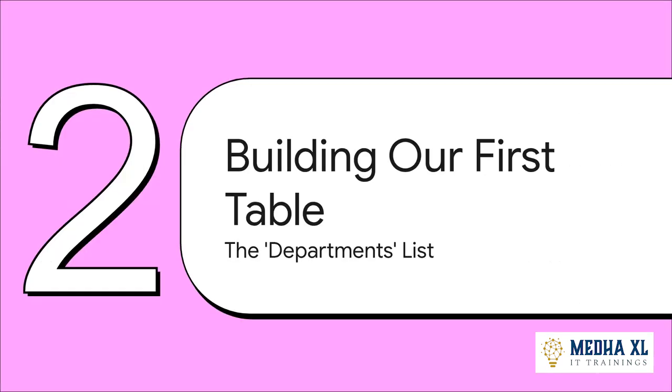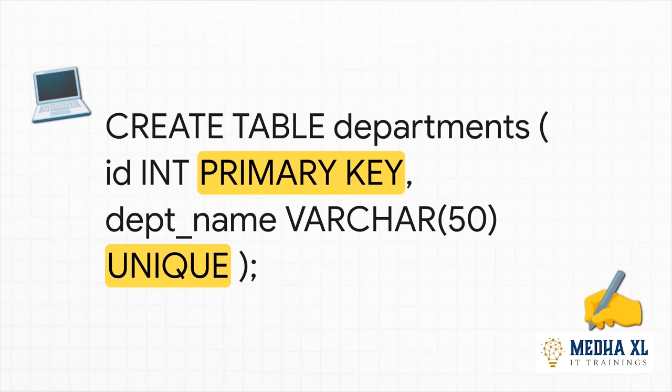All right, that's enough theory for now. Let's actually see this stuff in action. We're going to get our hands dirty and build our very first table. We'll start nice and simple with a list of departments for our college database. So here it is, the actual SQL code. We're running a create table command for departments, and I want you to pay close attention to the keywords here. See how primary key is being assigned to the ID column, and how unique is assigned to dept_name? This is us setting the rules of the game right from the very beginning.